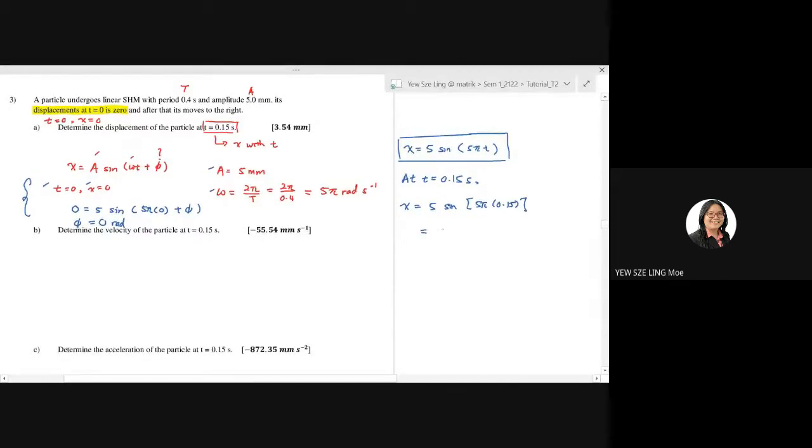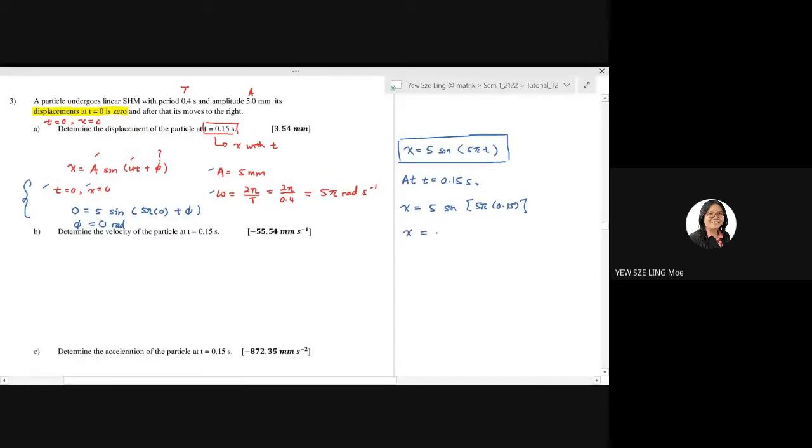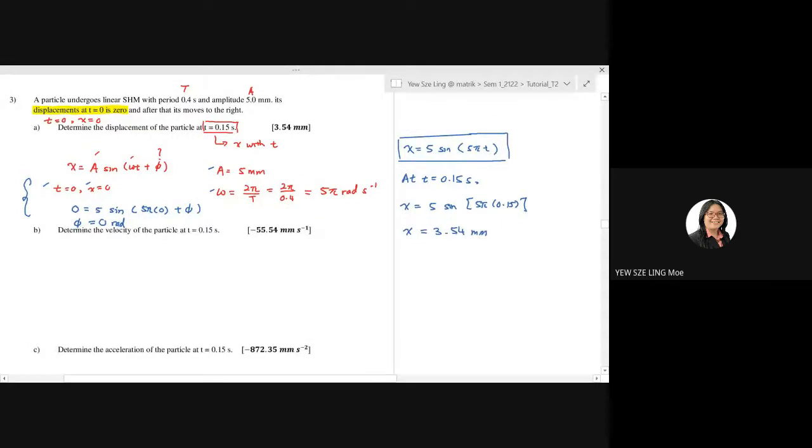Therefore it is equal to 3.54 mm. The reason why I know it's in terms of mm is because my A is in terms of mm. So x and A share the same unit. If A is in terms of mm, then x is in terms of mm. If A is in terms of meter, then x is in terms of meter. So that is the final answer. This is how you solve question A.